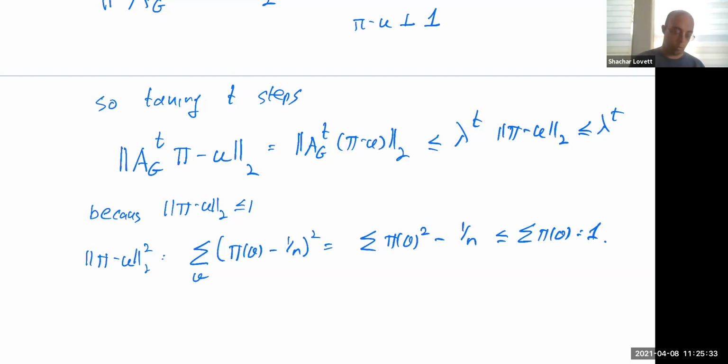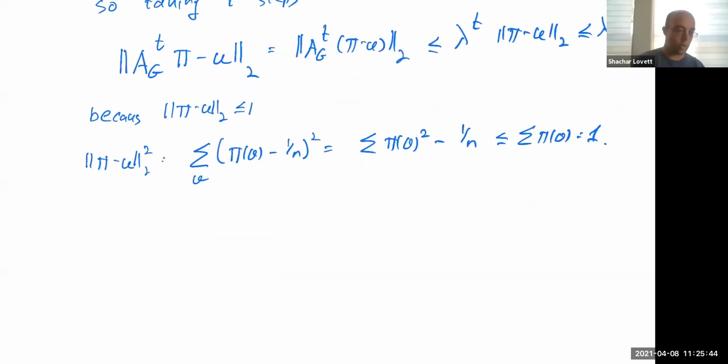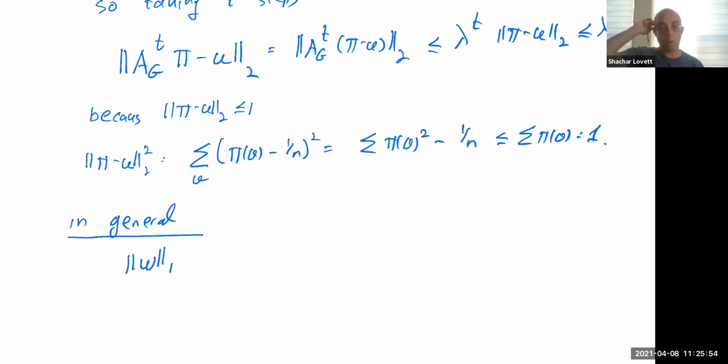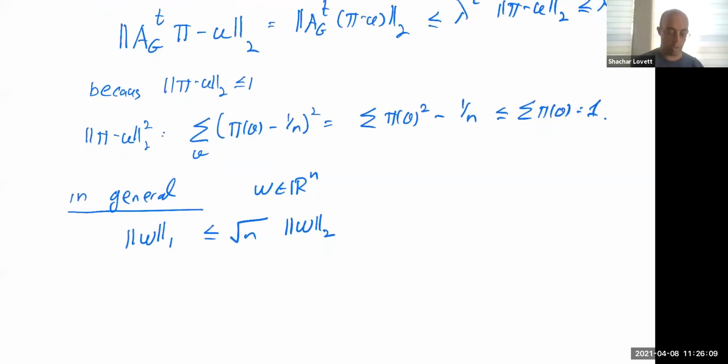Now finally we want to convert back from an L2 estimate to an L1 estimate. This here is just Cauchy-Schwarz. In general, the L1 norm of a vector W in R^n is at most root n times its L2 norm. And this is just Cauchy-Schwarz. If you've never seen it, I'll show you quickly why.